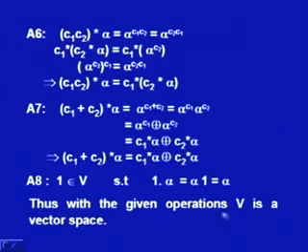Thus, with the given operations, V is a vector space. So we have defined operations in a slightly different manner, but still we could prove that this given set V is a vector space with respect to the defined operations.